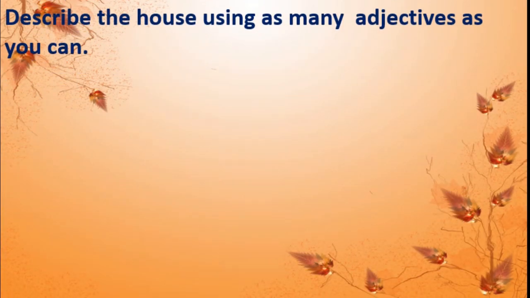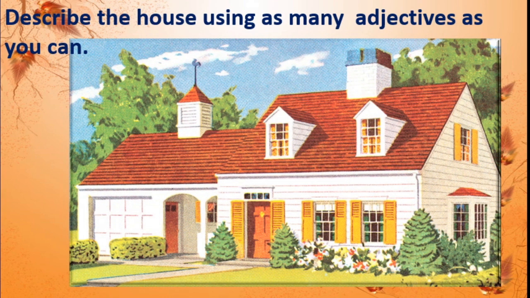Students, this is an activity for you. Here we can see a house. You have to describe this house using as many adjectives as you can. Okay? Observe the house properly and see each and everything, and you use the adjectives to describe that object or that part of the house. Okay? And list all the adjectives along with the sentence. Are you ready to do? Take your own time for this. Okay?